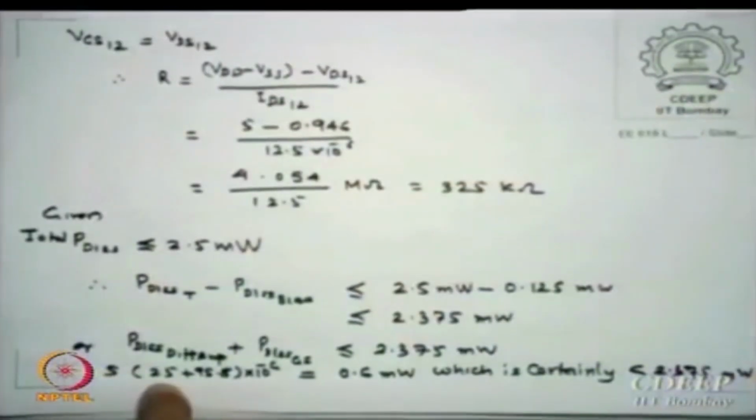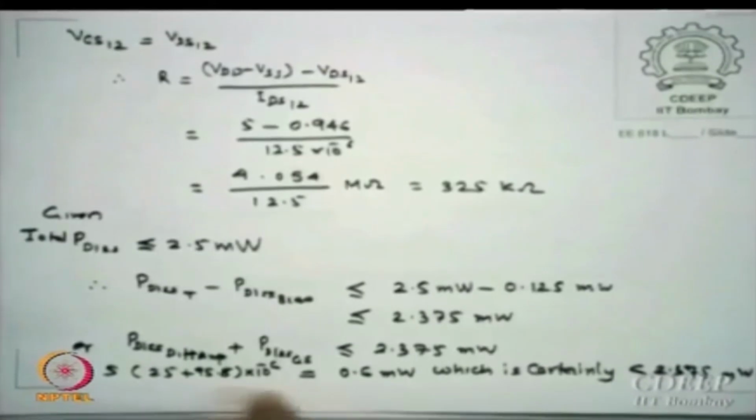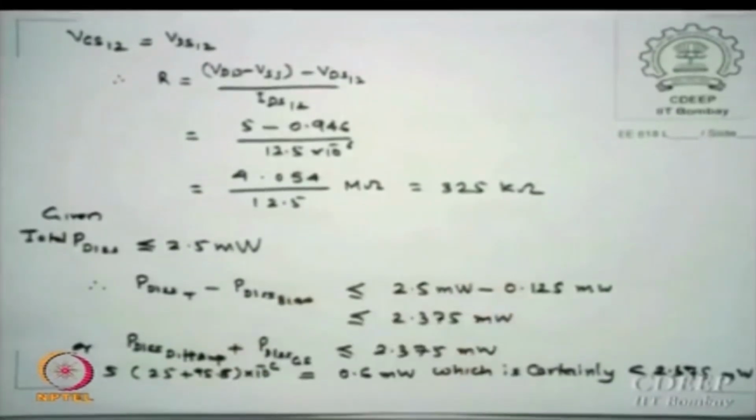Now let's calculate the power for the DFAM plus gain stage. How much is the current in DFAM? 25 microamps. How much is the current in I6 or I7? 95.8 microamps. Multiplied by 5, you get this 0.6 milliwatt. If you add 0.125 to that, it is 0.725 milliwatts, which is 1/4 of what was given to us. So we are given W by L and the currents I chose, I am well within the power dissipation limits.